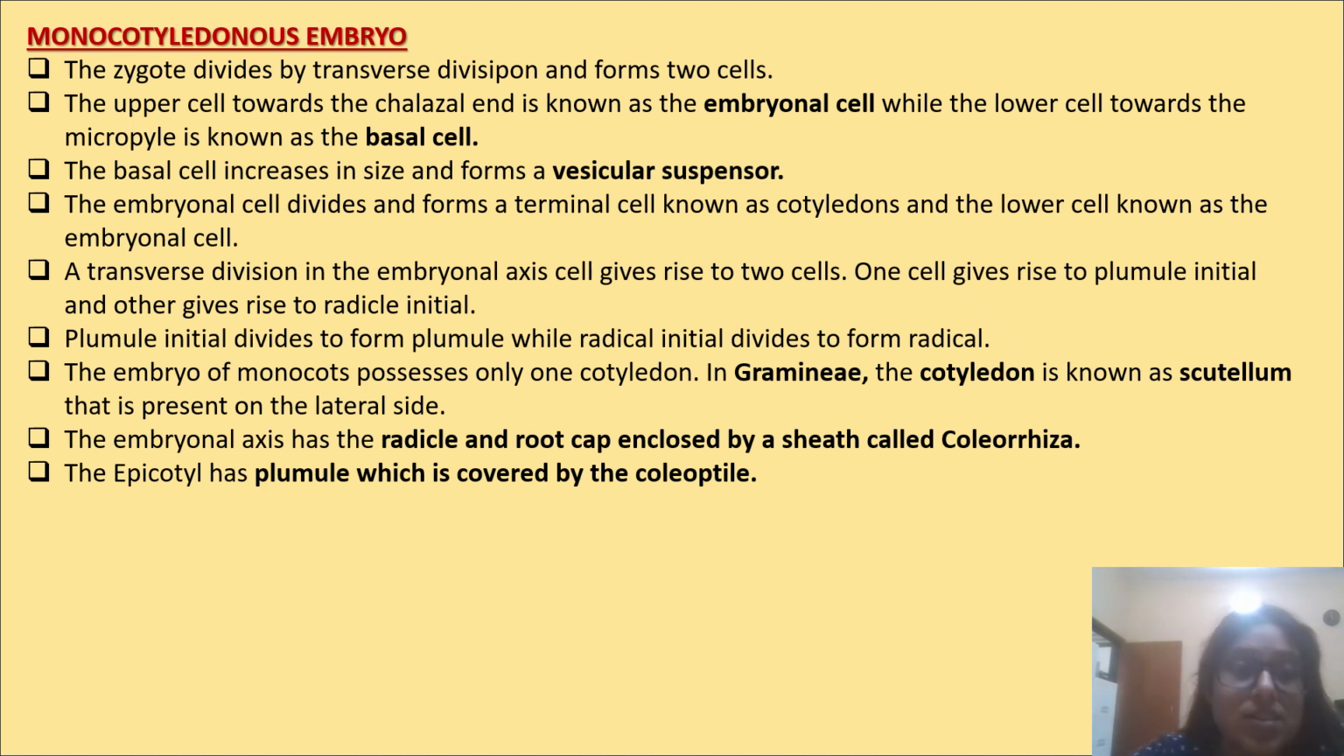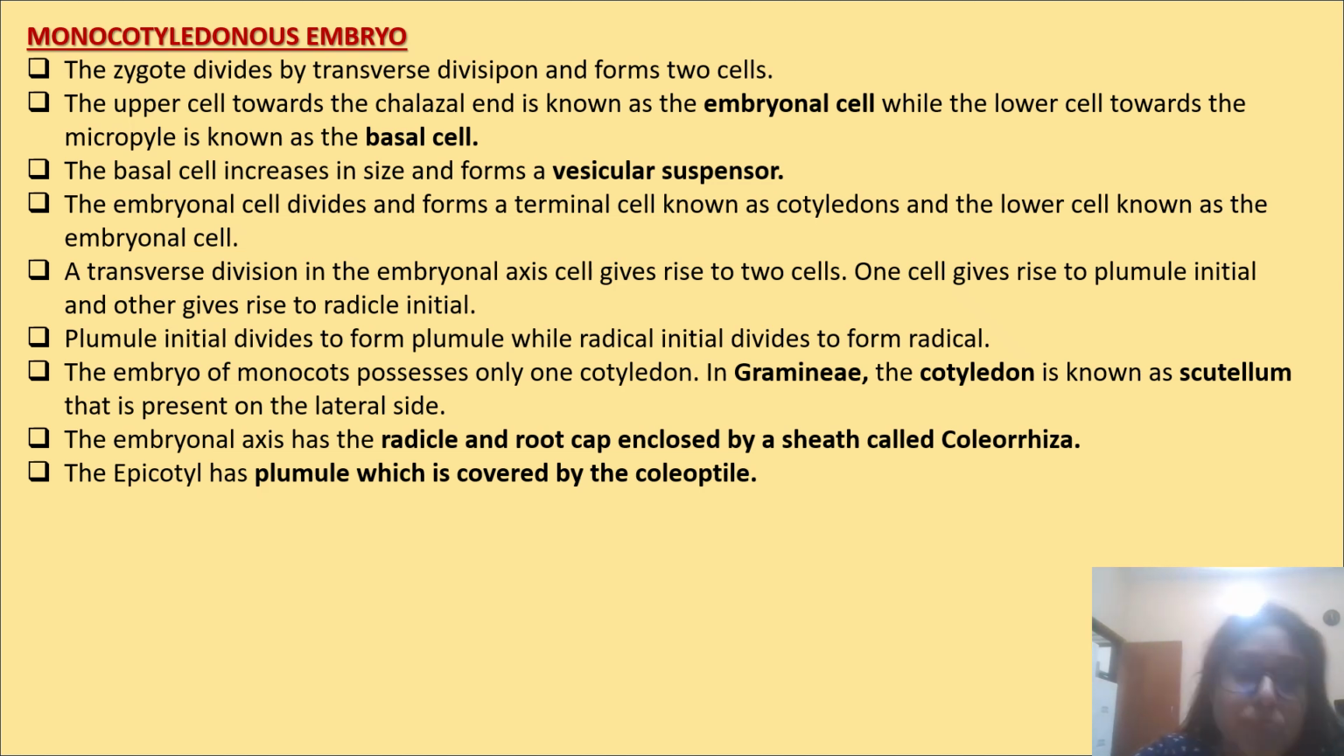The basal cell increases in size and forms a vesicular suspensor. The embryonal cell divides and forms a terminal cell known as the cotyledon, and the lower cell is known as the embryonal axis cell. A transverse division of the embryonal axis cell gives rise to two cells. One cell gives rise to the plumule initial and the other gives rise to the radicle initial. The plumule initial divides to form the plumule while the radicle initial divides to form the radicle.